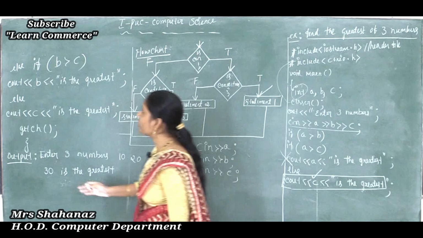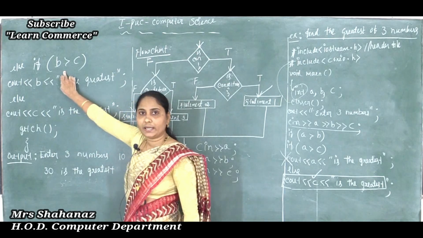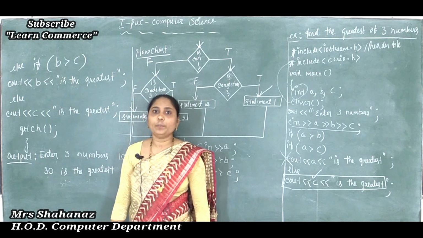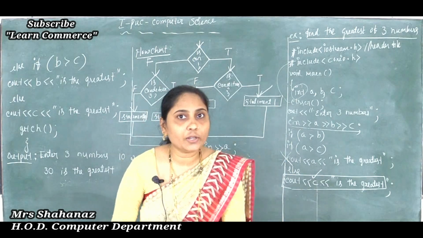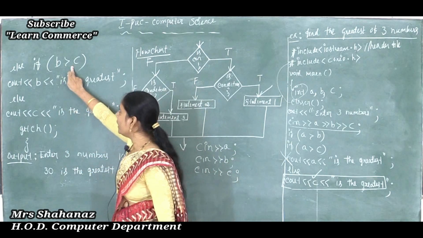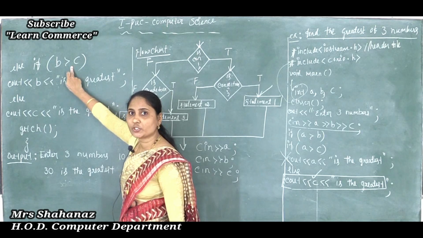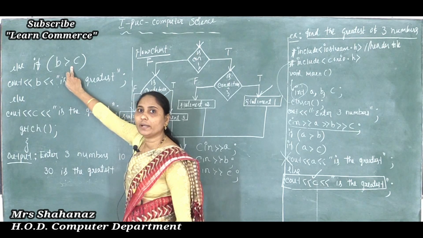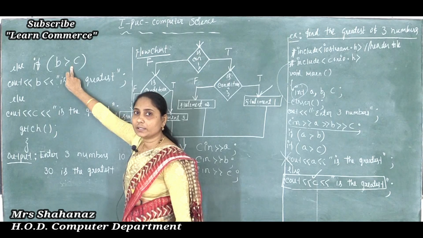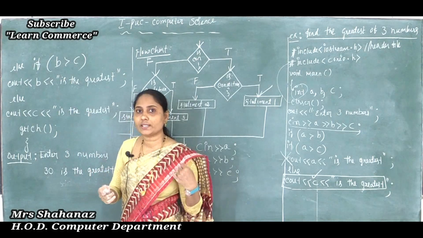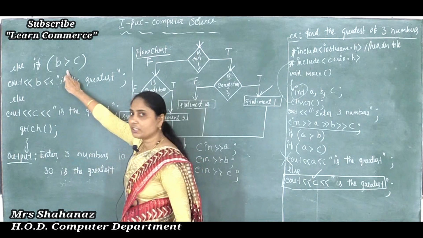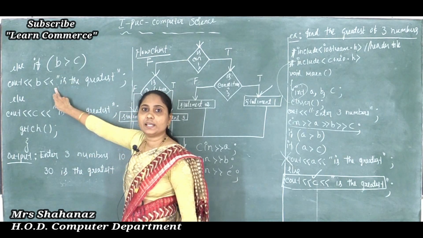Okay, now about our C is the greatest, I have already taken all those here. Now I am going to check one more condition. The condition is else if B value greater than C. Okay, else if B value greater than C here. If such condition is true, the B value is 20 and the C value is 30. So the condition would be true. If the condition is true, then B is the greatest.